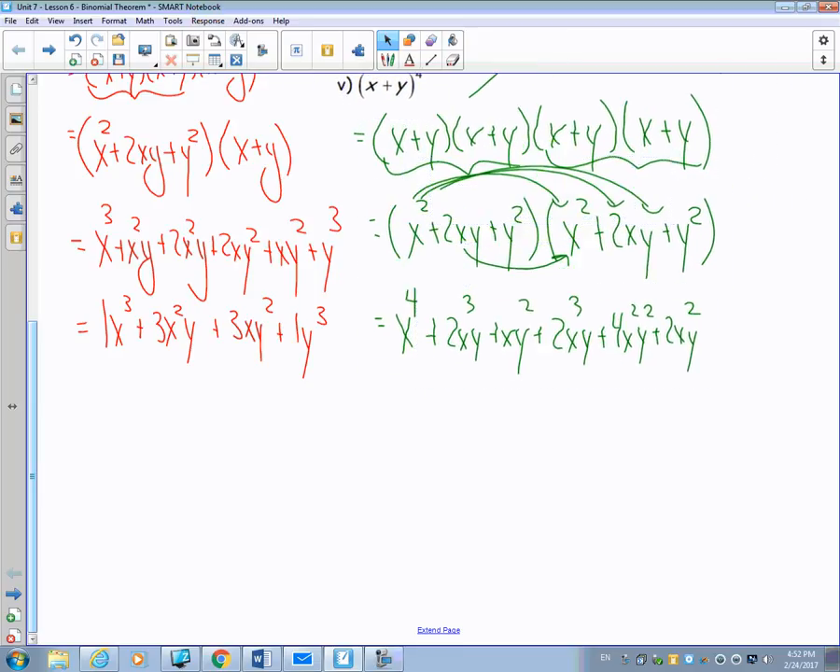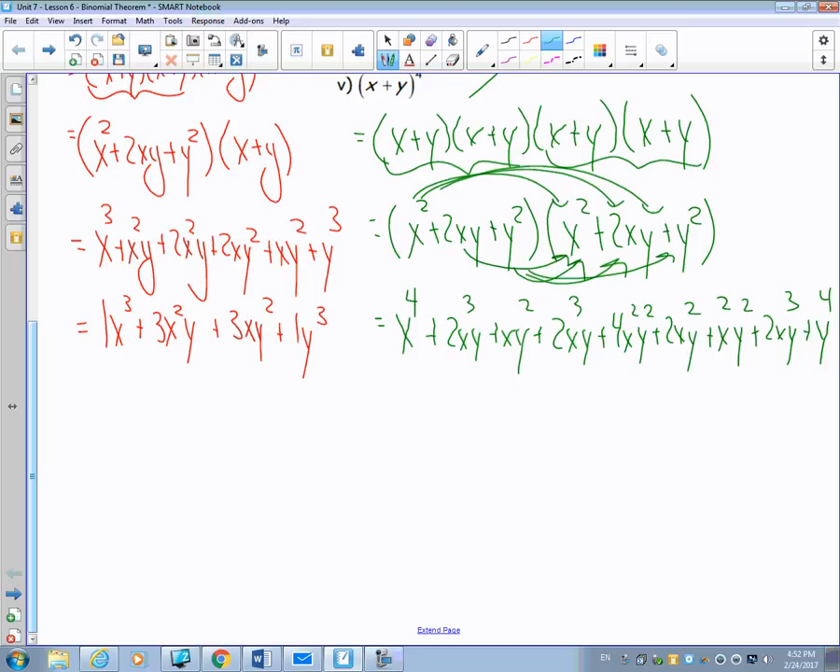Okay, and then we go to the next set of brackets. We go to the y squared times each of these three things. So we're going to end up with 9 terms. X squared y squared and 2xy cubed, and at the end, y to the 4. Now if I collect those things, I end up with 1x to the 4 plus 4x cubed y plus 6x squared y squared plus 4xy cubed plus 1y to the 4.